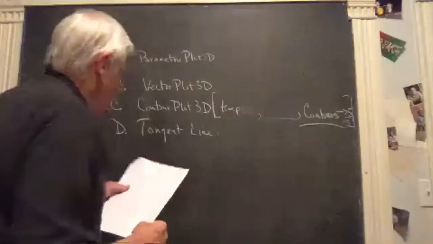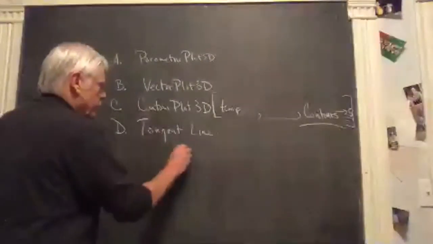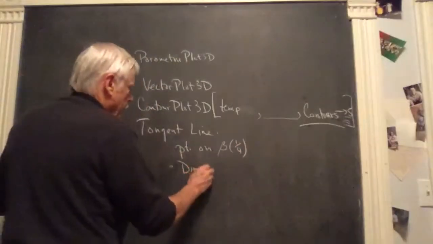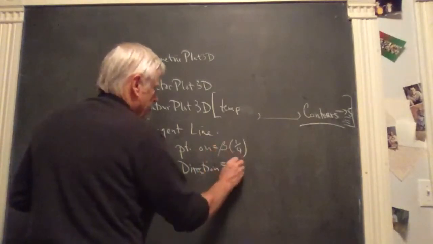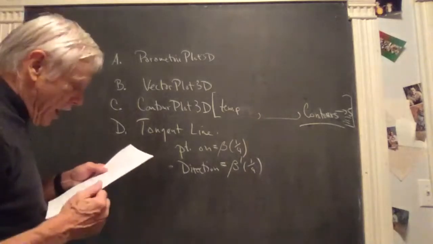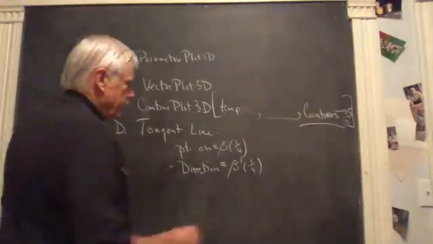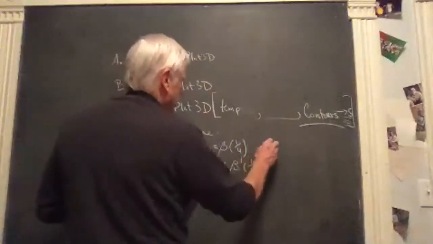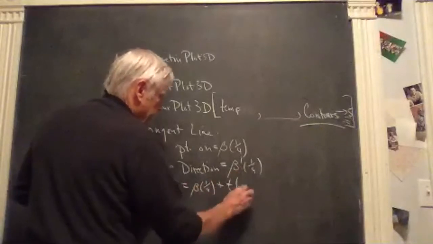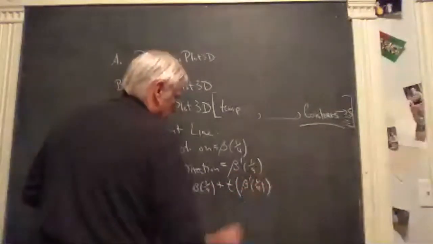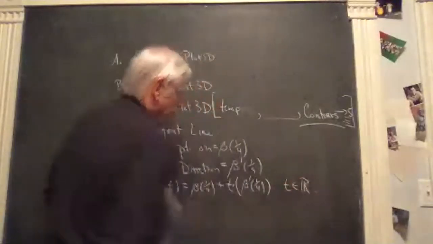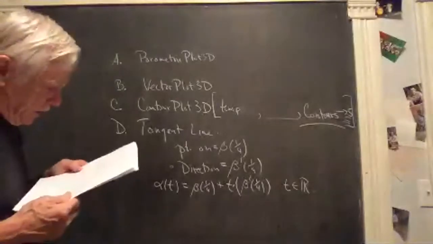That might work. But we want the tangent line. And so for the tangent line, we'll need a point on it, which is beta of 1/4. And we'll want the direction. You don't need the tangent direction, but the tangent direction is beta prime of 1/4. This is exactly what you need for a tangent line to a curve. Whatever these turn out to be, your tangent line is alpha of t equal beta of 1/4, the point on it, plus t times the vector beta prime of 1/4. And t is any real number. So this is the equation of the tangent line.